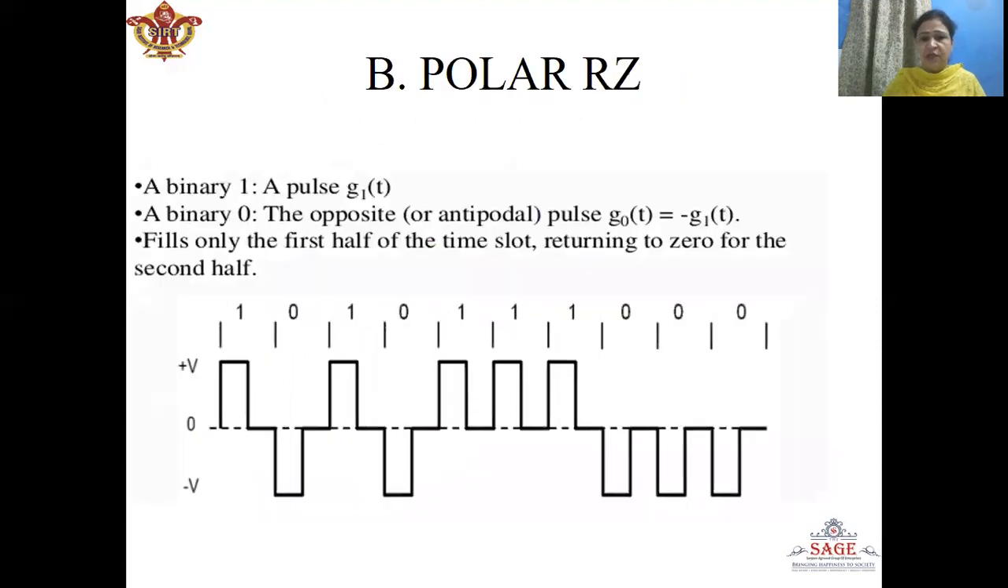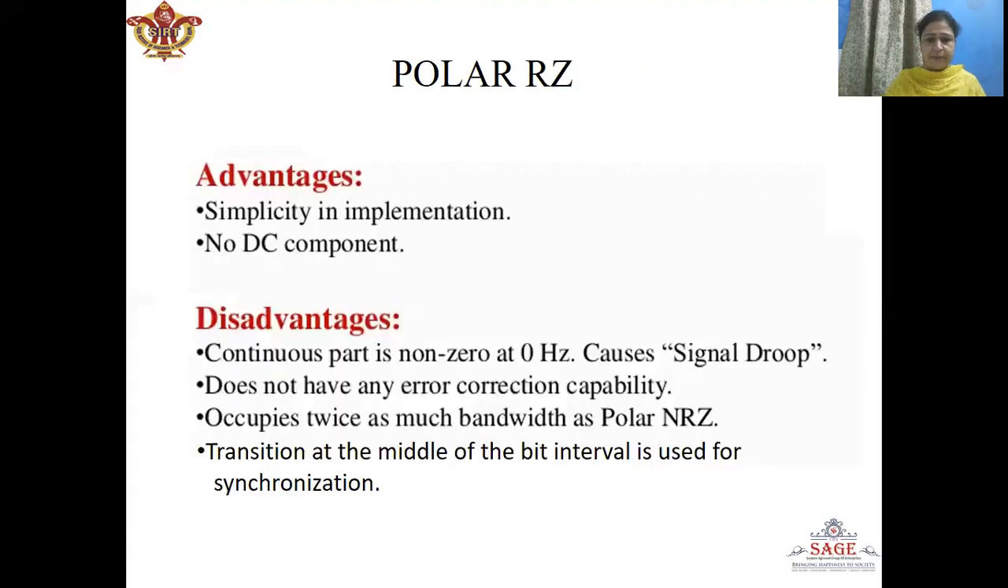Now coming to polar return to 0. Here the binary 1 is represented by plus V voltage for half of the bit interval and 0 voltage for the second half of the bit interval. Whereas 0 is represented by minus V for half of the interval Tb and 0 for the second half of the interval. So it fills only the first half of the time slot, returning to 0 for the second half.